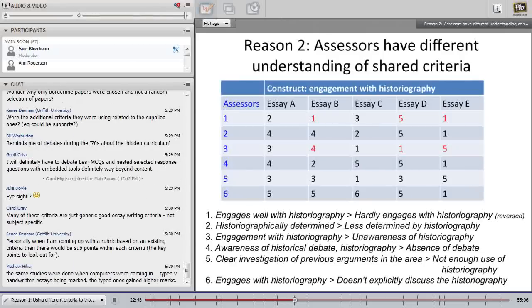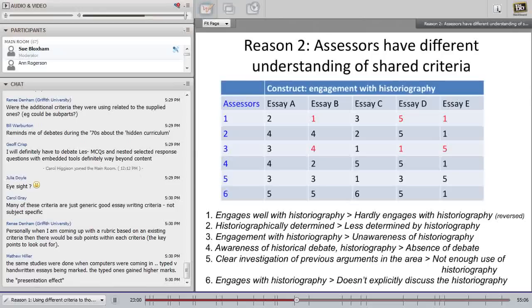Now again, obviously these tables are a bit tricky to unpick, but here we're talking about a construct that all the historians came up with, which was to do with historiography. And if you look at the bottom of the slide, you can see how they defined it. So examiner 1 had engages well with historiography at one end, hardly engages with it at the other end, and likewise going down. So we were interested to see how the different assessors, looking at the construct of historiography, graded the students, and how similarly.